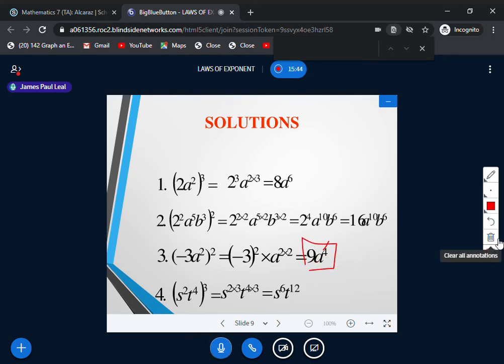Okay, and for number 4, do the same thing. Okay, so the answer will be like this. I hope you understand the concept. Okay, for this one. So you will be having s raised to 6 because 3 times 2 you will be having 6. 3 times 4 you will be having 12. The answer will be like this, okay?